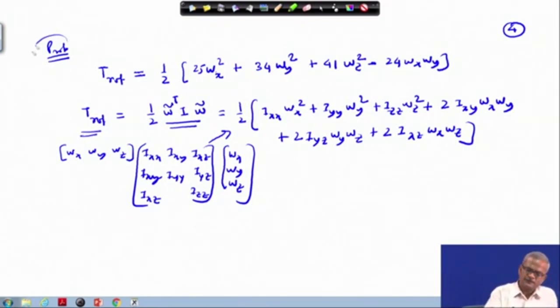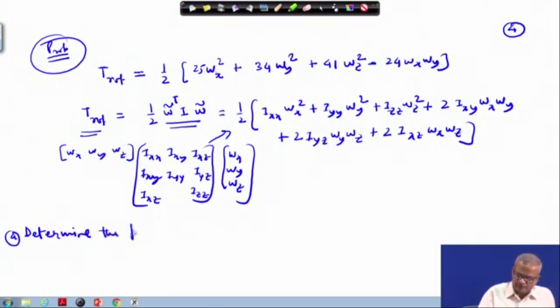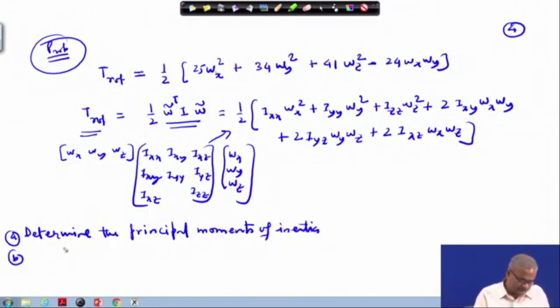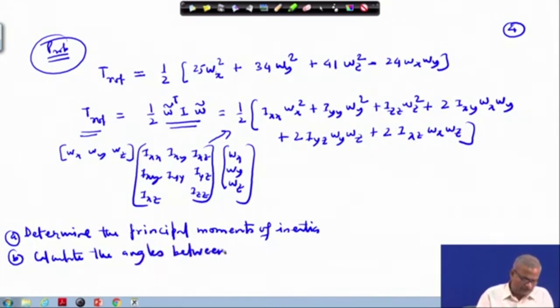Now, in this case, this is the problem we are discussing, what we need to do. Question is: a, determine the principal moments of inertia. Calculate the angles between the body axis and the principal axis for the case which is described here, the body axis system and the principal axis.